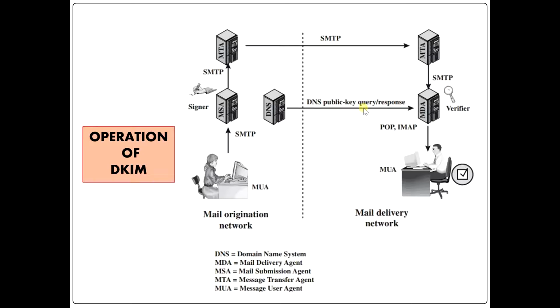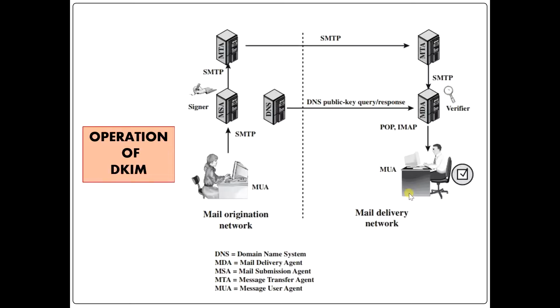The signed message is then passed through the internet via a sequence of MTAs that we have seen previously in the previous diagram. At the destination, the MDA retrieves the public key for the incoming signature and verifies the signature before passing the message on to the destination email client. The default signing algorithm that will be used in this case is RSA with SHA-256, but we can also use RSA with SHA-1.